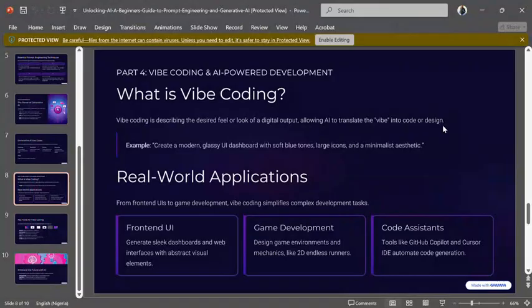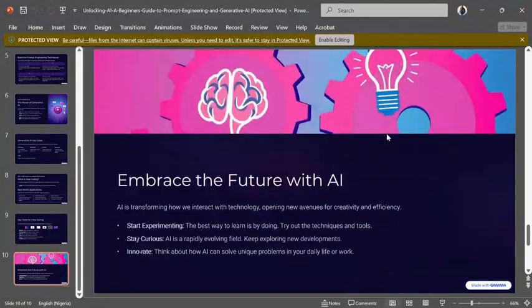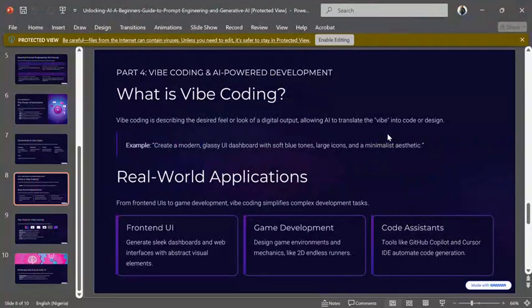Example: create a modern glassy UI dashboard with soft blue tones, large icons, and a minimalist aesthetic. You understand? So, real-world applications, from front-end user interfaces to game development: vibe coding simplifies complex development tasks. Front-end UI: generate sleek dashboards and web interfaces with abstract visual elements. Game development: design game environments and mechanics like 2D endless runners. Code assistants: tools like GitHub Copilot and Cursor IDE automate code generation. So that's it.